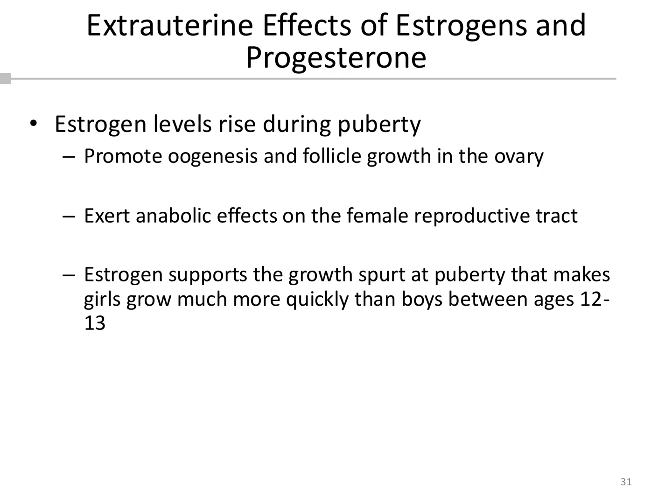There are extrauterine effects of estrogen and progesterone. While estrogen levels rise during puberty, this does start to promote oogenesis and follicular growth, but it also exerts anabolic effects in the female reproductive tract. So all the reproductive organs get larger, and estrogen is actually what supports the growth spurt that occurs in women at puberty. This is why, like in between 5th and 7th grade, girls shoot way up really, really fast, and they tend to get taller than boys. And then the boys play catch up over the next couple of years.